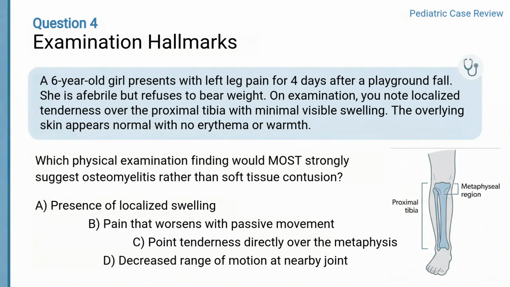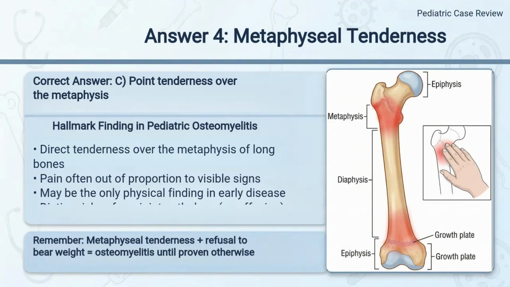Option D, decreased range of motion at the nearby joint. The correct answer is option C, point tenderness directly over the metaphysis. Metaphyseal point tenderness is the hallmark physical finding of pediatric osteomyelitis.